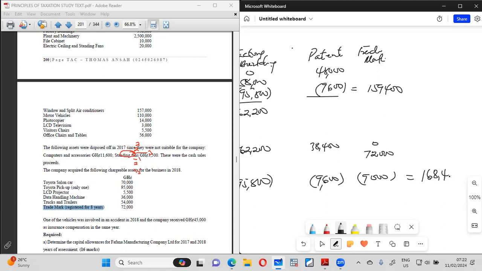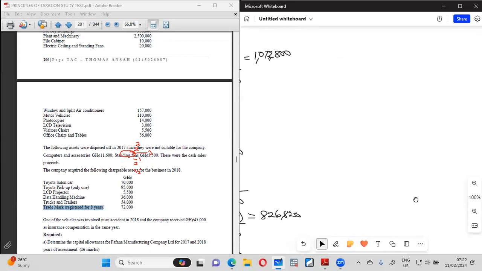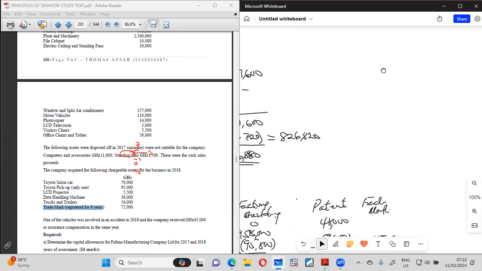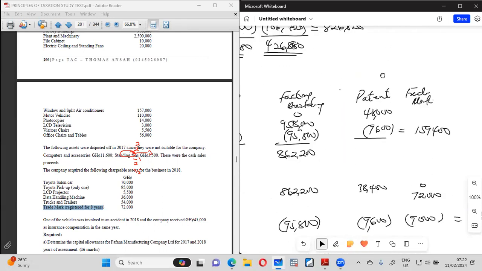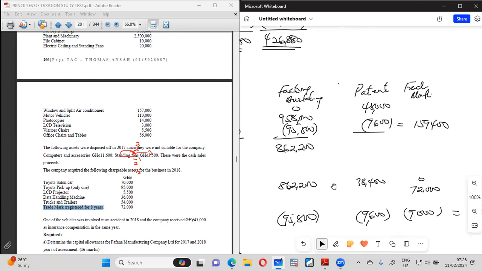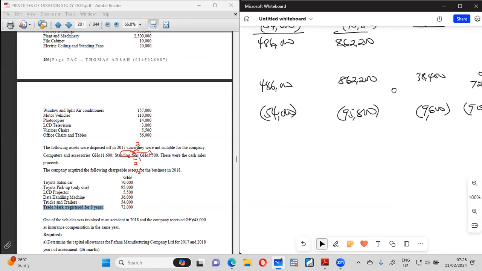And this year I will have 168,400. So in the year 2017, you can go ahead and add this one to the 2017 one. Then you add this one to the 2018 one and state that finally those are the capital allowances. Okay, so basically that is that. You are done. That's all.